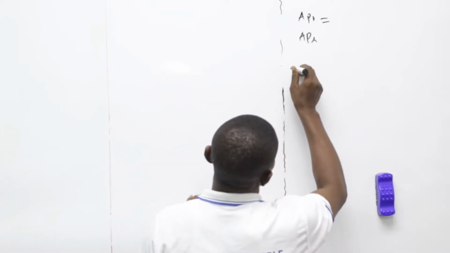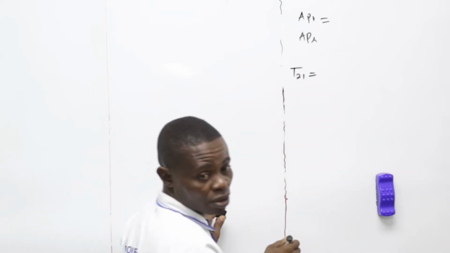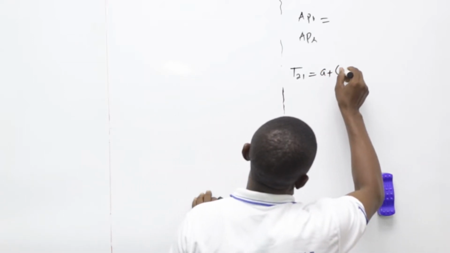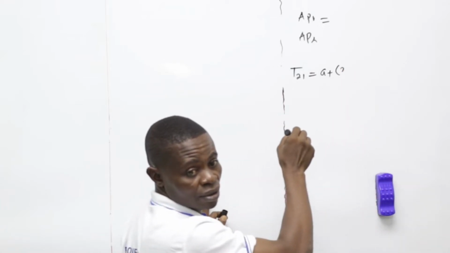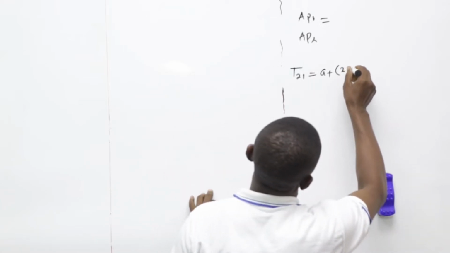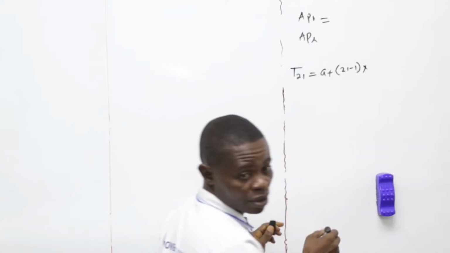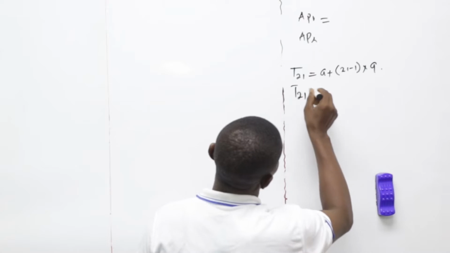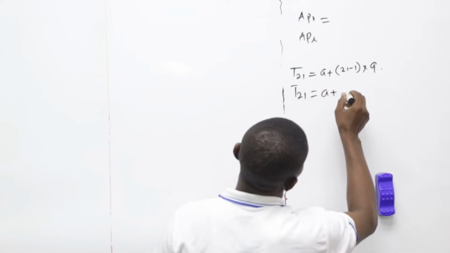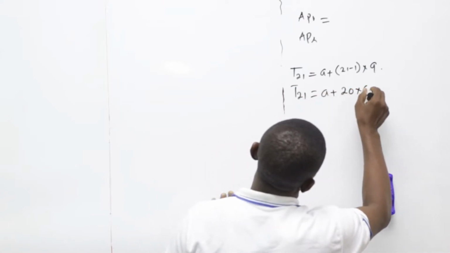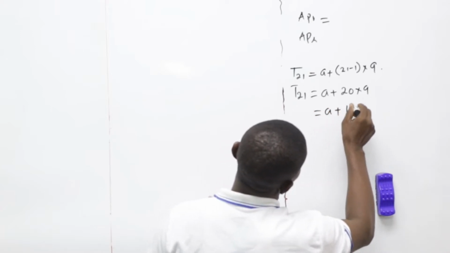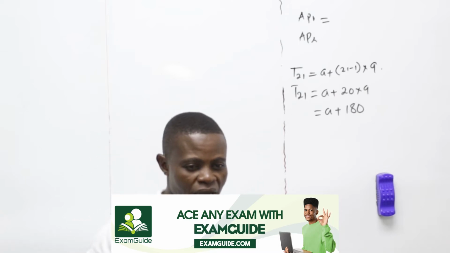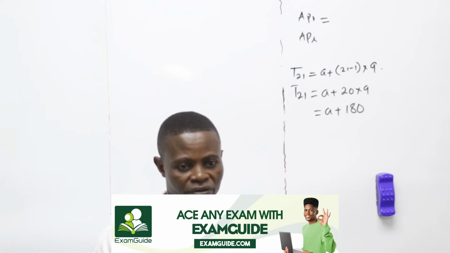Let's say T21 equals A plus bracket 21 minus 1 times D. That is 9. T21 equals A plus 20 times 9 equals A plus 180. How many terms has the other AP if its common difference is 4?